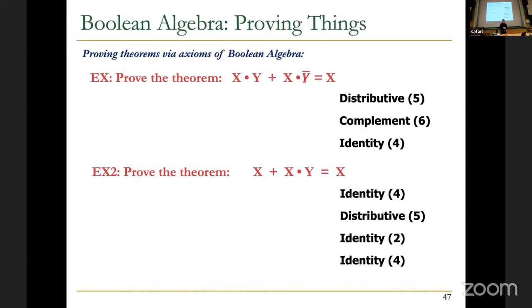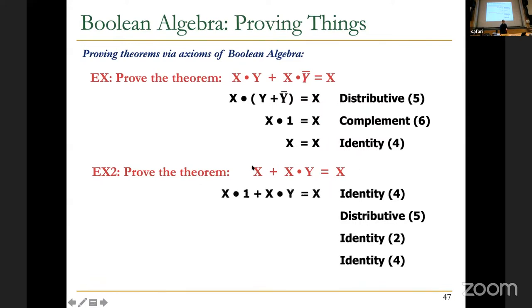So you can actually prove things, as I said. I just assumed earlier that this is true. But the way you prove things is by using the axioms and theorems. So you distribute X over Y and Y bar, and Y or Y bar over here is one based on the complement rule. And then X and one is equal to X based on the identity rule. So basically you can prove things. Even if you didn't know the right side, you could get to the right side of the equation by using distributive, complement, identity rules. As I said, this shows up a lot in equations.